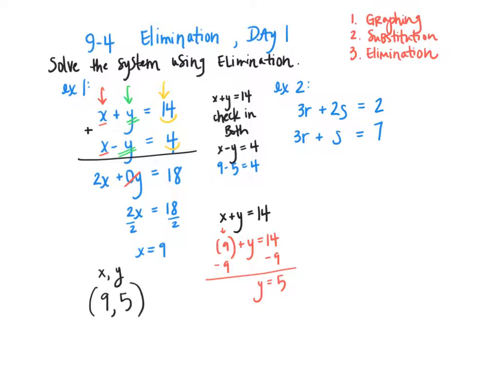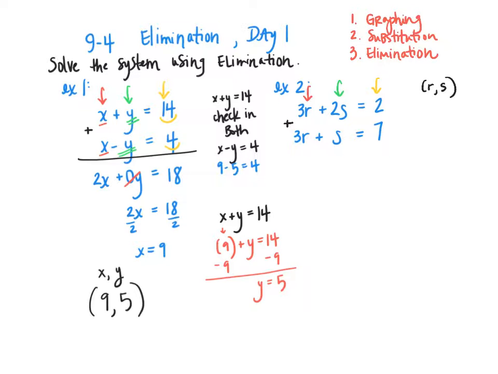Okay, let's look at number 2. Number 2, we have our variables lined up. So notice we have r's instead of x's. We have s's instead of y's. So our final answer, just to keep in mind, is going to be r comma s. It will be alphabetical, just like a comma b or x comma y. And then we have our numbers. So if I were to add these right now, really nothing would eliminate because 3r plus 3r is 6r, so that didn't eliminate the r's. And 2s plus s is 3s, so that didn't eliminate the s's.